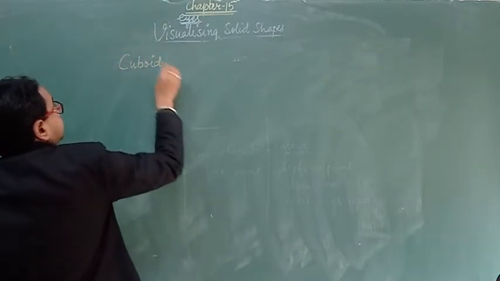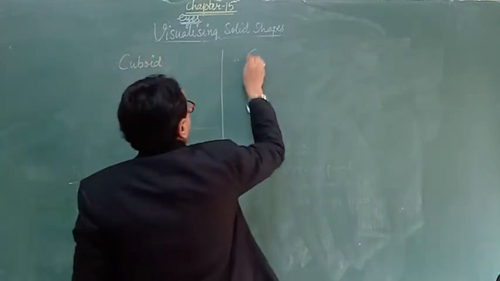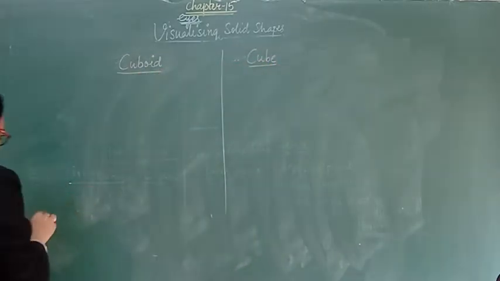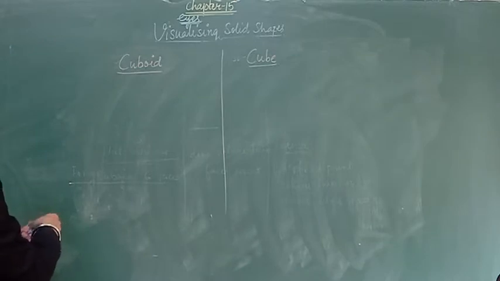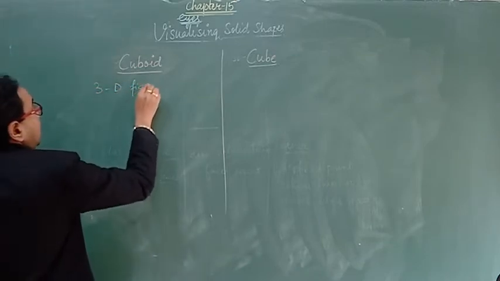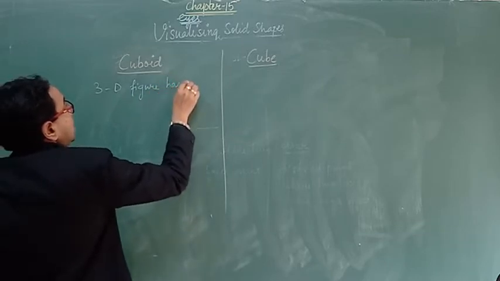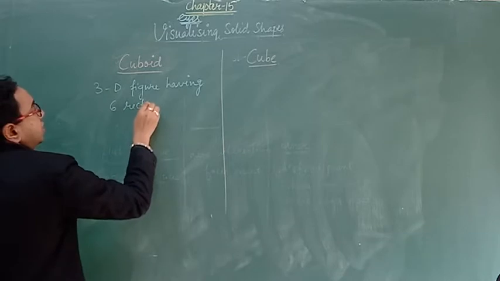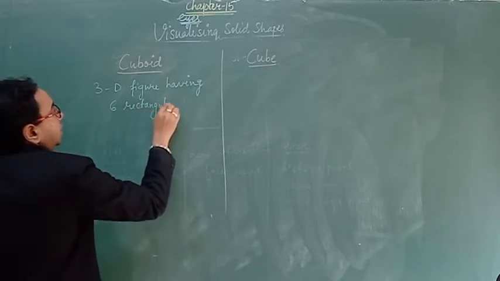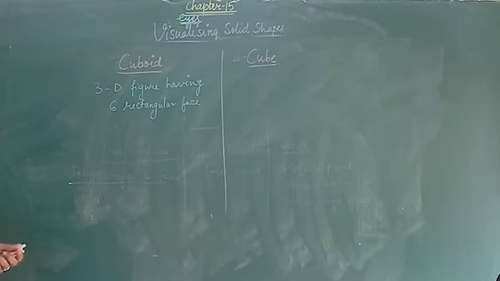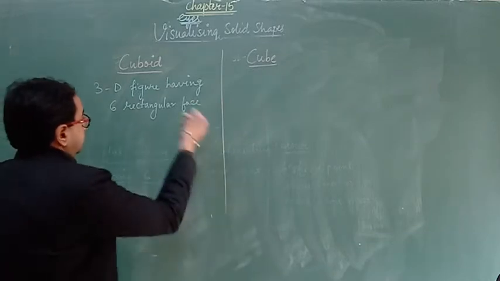Cuboid, cube. What do you mean by cuboid? Basically, when I talk about a cuboid, it is a 3D shape figure having rectangular faces. Understand. A 3D figure having 6 rectangular faces.